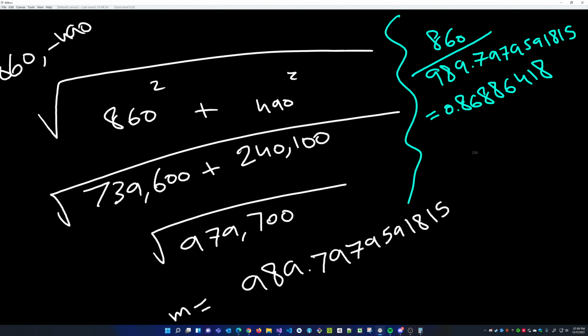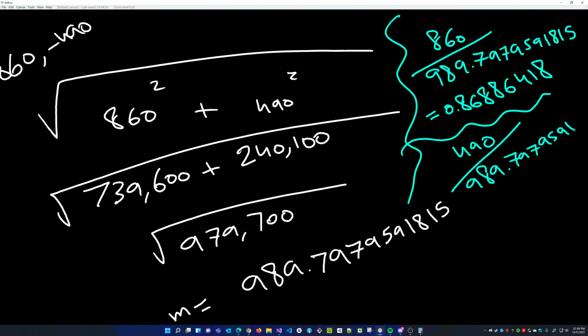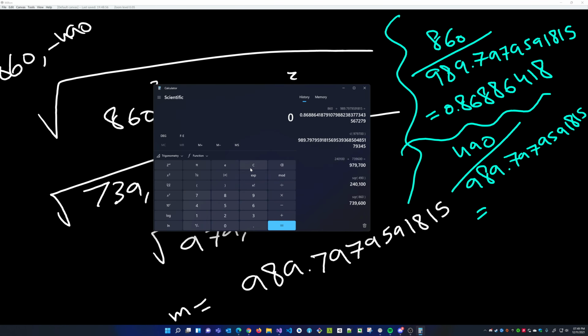What about the y-axis? Well, the y-axis is 490. Right? Divide by 989.7979591815. Oh, sorry, 989.7979591815. That gives me 0.45.